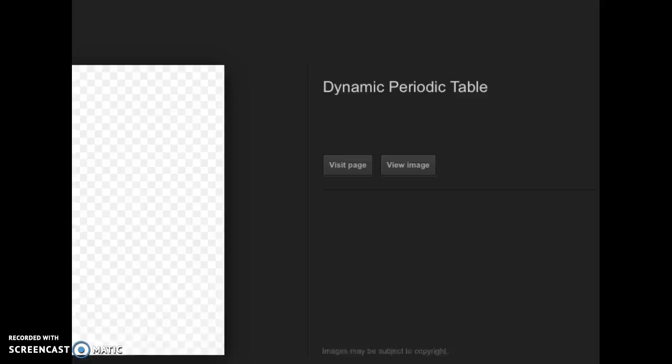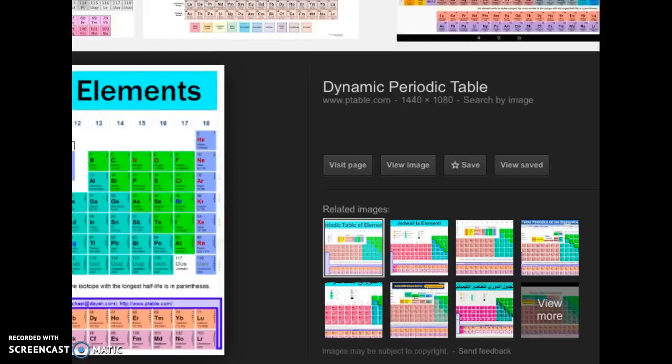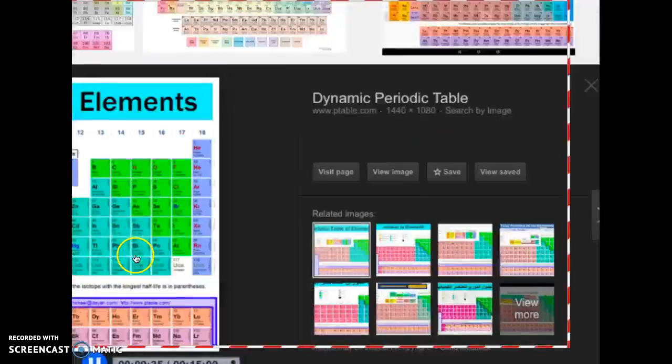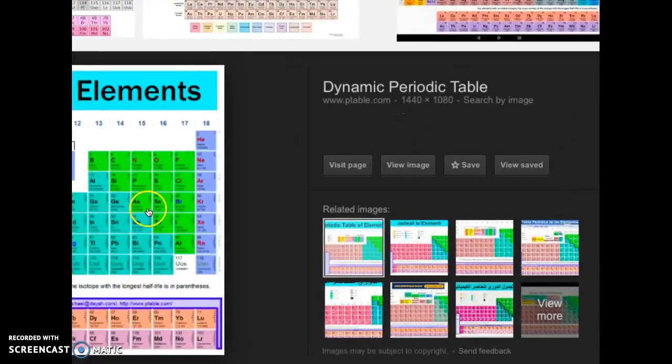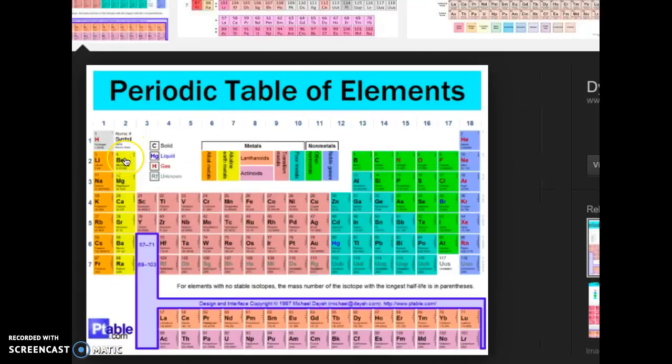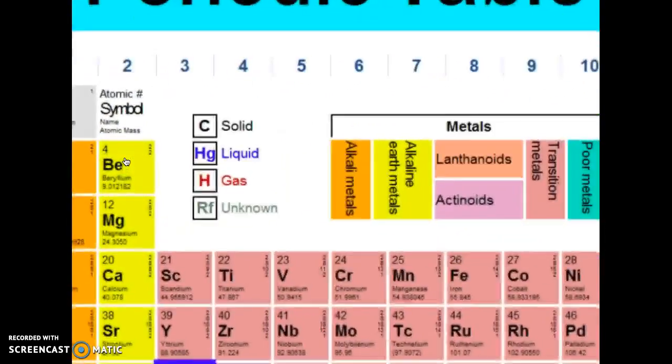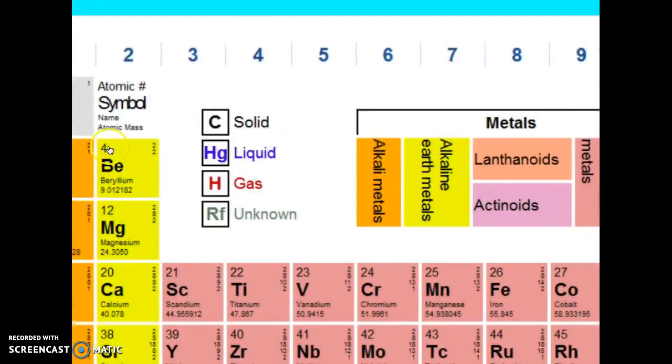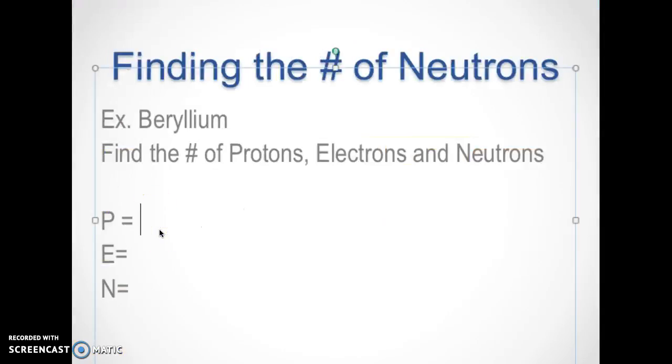What are we looking for? Beryllium. So beryllium is a metal. If you look here, I know it's kind of hard to see. It has an atomic number of 4 and a mass of 9. So number 4 is the smaller number, so it's the proton number. So it's 4.